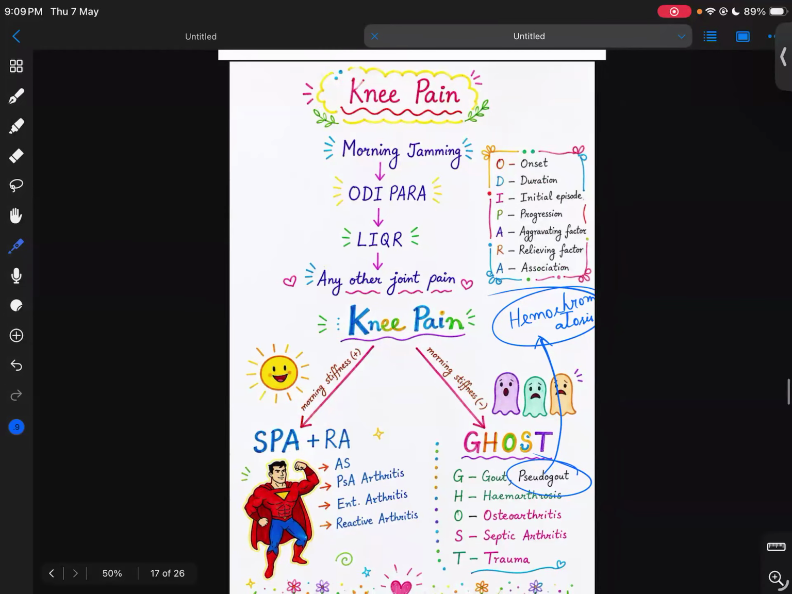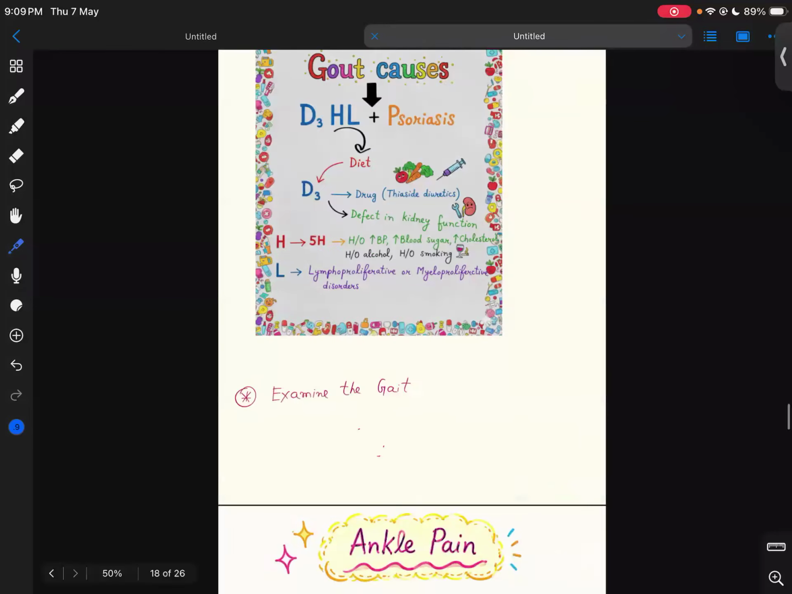Let me know from the doctors whether anyone is having any question or confusion. Hello, sir. Yes, doctor, please ask. Yes, sir. Regarding gout, I have two questions.